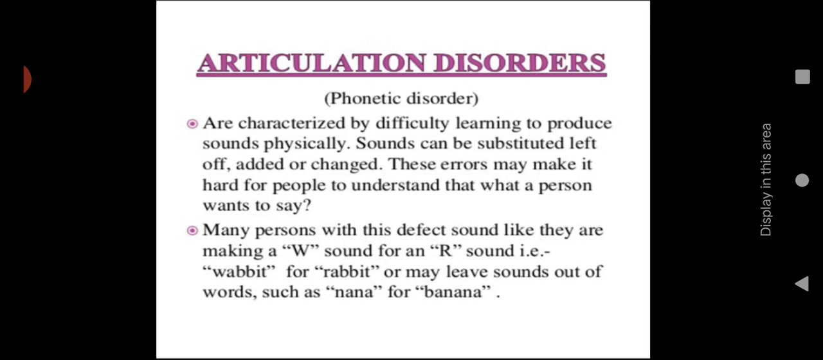For example, in some words, some particular alphabets are silent, but some people pronounce that silent letter also. For example, when we are talking about asthma, the "th" is silent, but some people are pronouncing "asthma" with it. So that is a pronunciation or phonetic disorder. They are not pronouncing it properly, and these errors may make it hard for people to understand what a person wants to say. If they have a pronunciation problem, then it's very difficult to understand what they are talking about, or the person to whom you are speaking has difficulty understanding what you are conveying.